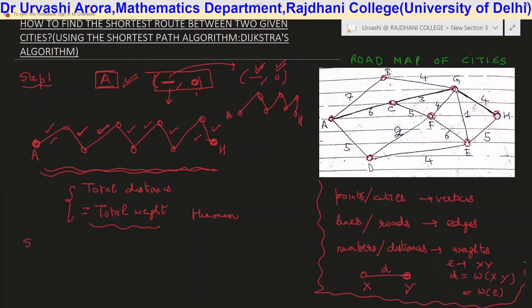So the first step to start the algorithm is that the starting vertex, which is A in this case, is given the label dash 0. This is the first step. So I give the label dash 0 to the vertex A, and I put it along with A. Every time I will go on updating the labels, and we will go on repeating the process till all the vertices have been labeled, including the last vertex H. So this is step 1.